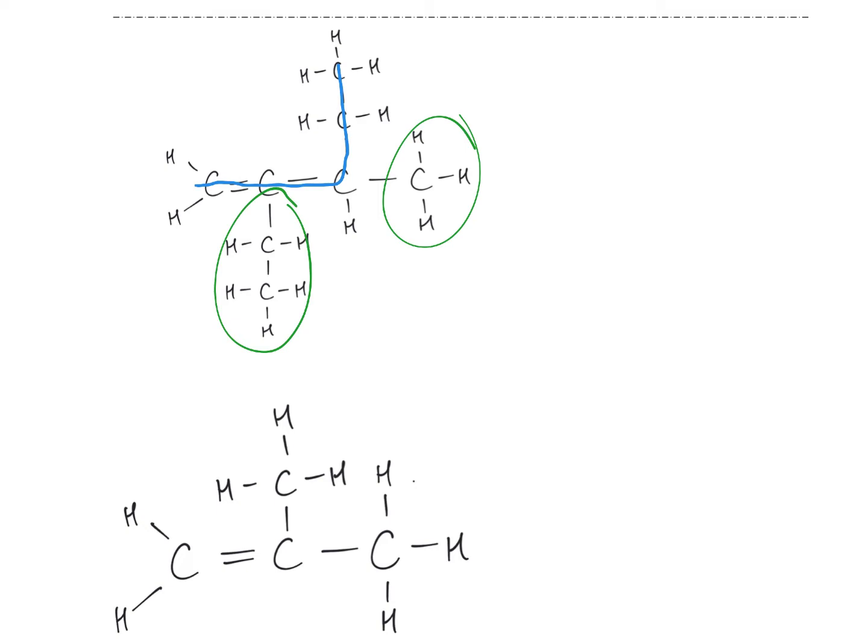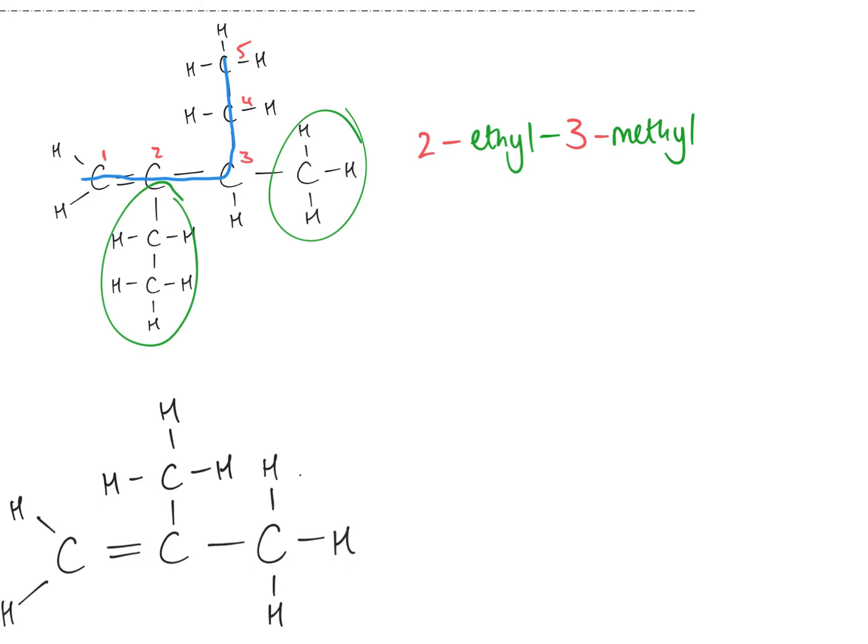Then number your carbons so that the double bond is on the lowest carbon. So that's going to be 1, 2, 3, 4, 5 this way. And then you have got an ethyl group and a methyl group. The ethyl group comes first because it's alphabetical, but it's also on the smaller of the carbon numbers. So that's going to be 2-ethyl-3-methyl. Running out of room here. Then our longest chain is 5, so it's going to be pent. And then the double bond is between carbon 1 and 2, so it's pent-1-ene.